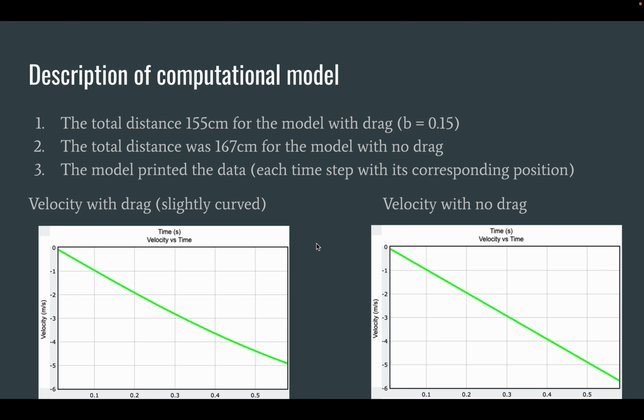So now, the description of the computational model. The total distance traveled was 155 centimeters for the model with drag, with b, the drag constant, being 0.15. The total distance was 167 centimeters for the model with no drag. The model printed the data for each time step with its corresponding position. Here's the velocity with drag, which is slightly curved, and this is the velocity with no drag.